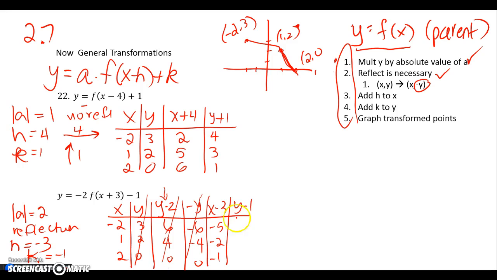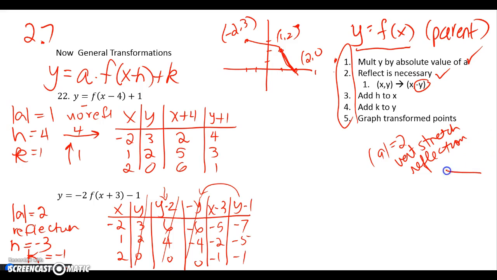Then I'm going to use this column now. Y minus 1. So negative 6 minus 1 is negative 7. Negative 4 minus 1 is negative 5. 0 minus 1 is negative 1. So when A equals 2 like this, we would expect a vertical stretch. We're going to see a reflection, and we're going to see this graph move horizontally in the negative direction 3, and down 1. So let's graph these points roughly.